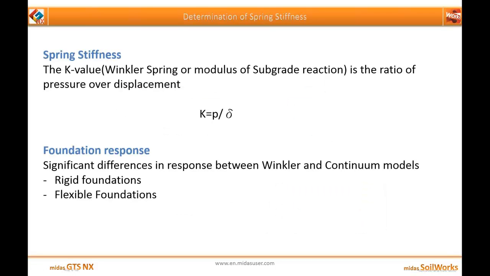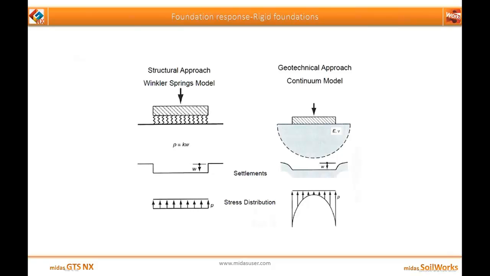So determination of spring stiffness has always been a problem for structural engineers. Spring stiffness is nothing but the ratio of pressure or load over displacement. Now the spring stiffness very much depends on the foundation response. As we know, we have two types of foundation. One is the rigid foundation and the other is the flexible foundation. So first of all, let us study how there is change in the foundation response.